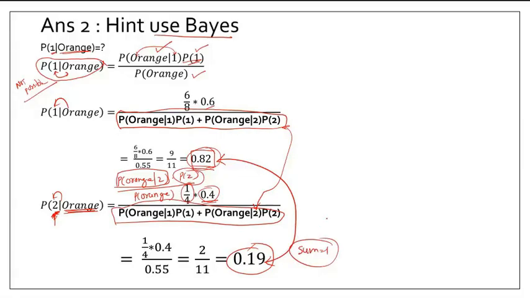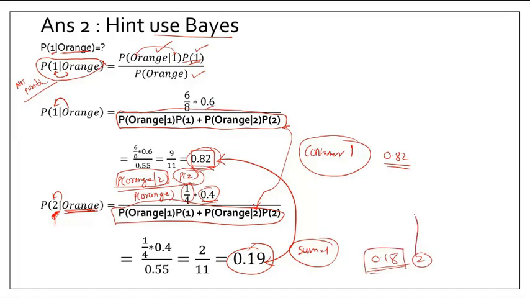Now, what is my decision? Whether I should go with container 1 or container 2. To minimize my error, I will stick to the decision of max probability. That is, I will declare that if I get orange, it is coming from container 1. Okay, since 0.82 is the chance that it will come from container 1, and there is only 0.18 chance of container 2. Okay, so to minimize my risk, I will go with this. Okay, so that is the decision.